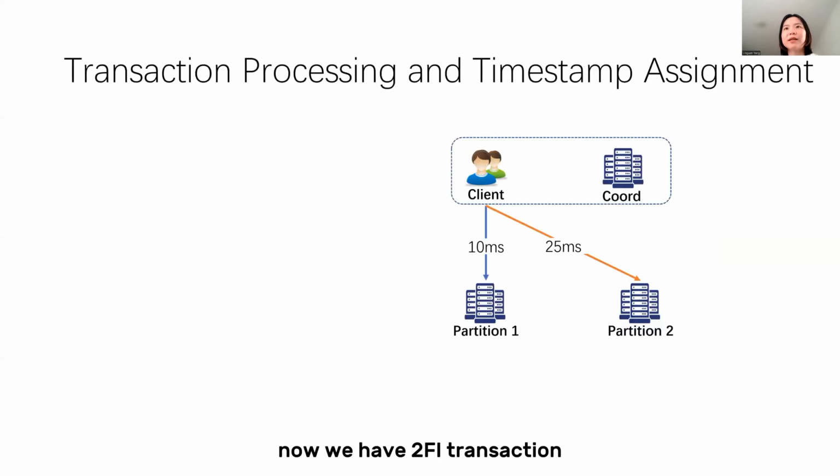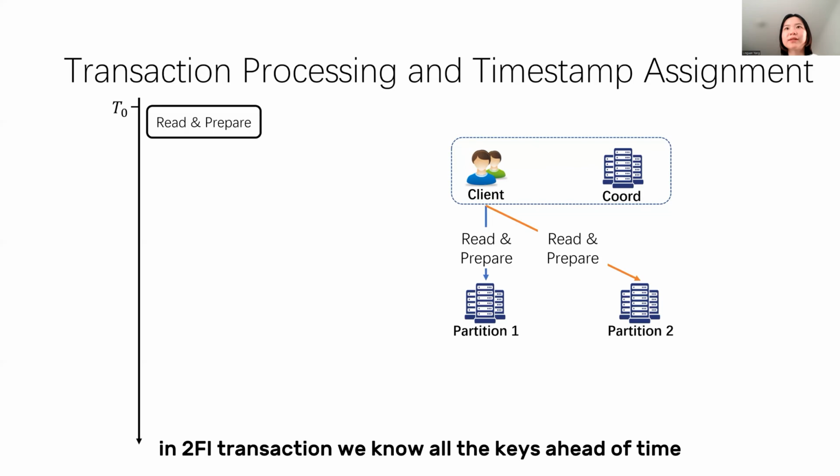Now we have 2FI transactions. Let's see how to process a 2FI transaction in a platform such as Carousel. In this example, we have a client that is co-located with a transaction coordinator and two partitions. The latencies between the client and partitions 1 and 2 are 10 milliseconds and 25 milliseconds. In 2FI transactions, we know all the keys ahead of time, so we can send both read and prepare requests in one message to all participant partitions.